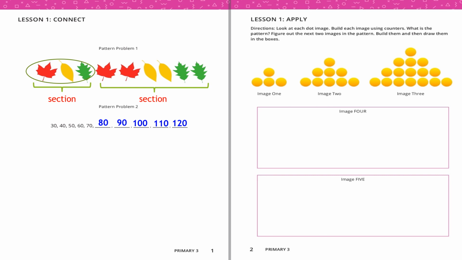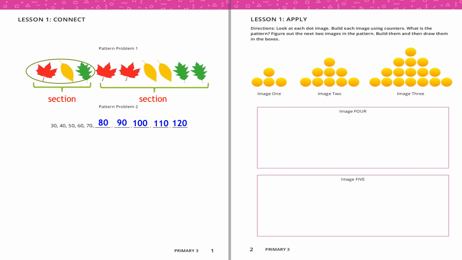Let's apply together with dot pattern. In dot pattern here we use some dots. We have 3 images and we will notice what is happening. Our pattern is growing. In the first image we have one dot on the top and 3 dots on the bottom. So 1 and 3. In image 2 we have 1 dot on the top, then 3 dots, then 5 dots. So it became 1, 3, 5.